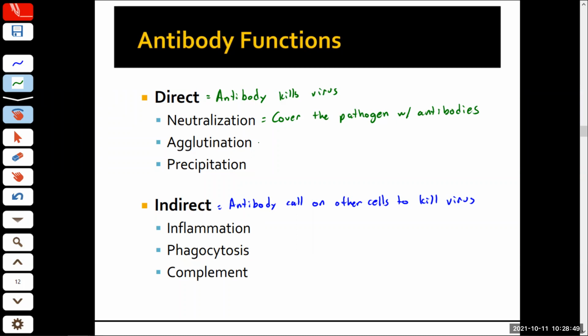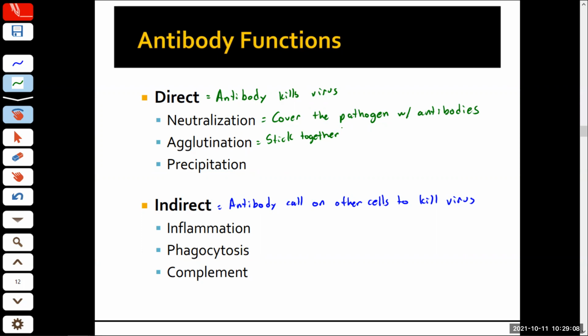Agglutination. If anybody's a baker, gluten sticks together. Agglutination is going to make things stick together. Now, why would we want that? It's a little easier to locate.